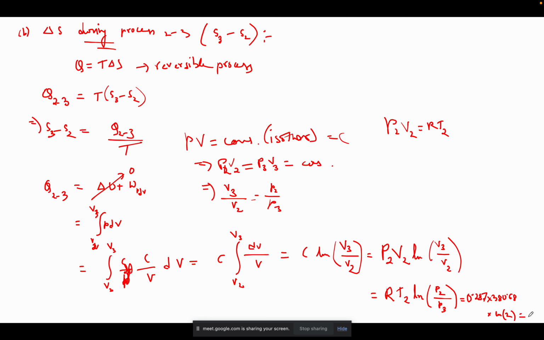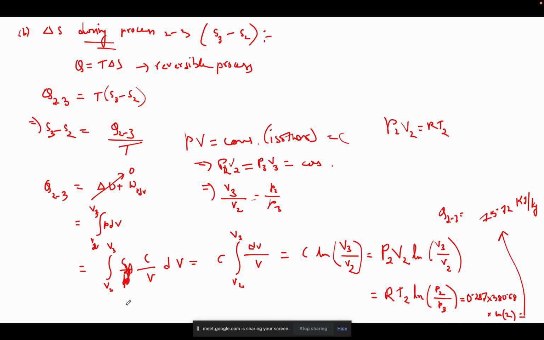Okay, you do this: 0.287 into 380.68 into ln 2. So you will get, I am writing here, you will get this one as 75.72 kilojoule per kg. Okay, so this is what your Q2 to 3.